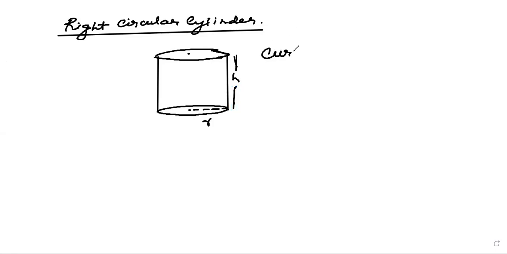What is curved surface area? The curved surface area of a cylinder is given by the formula, children, 2 pi r h. That is circumference of the base into height. Are you getting me, children? It's easy. One should be able to remember it. You can write down the curved surface area, keep writing and remember this, okay?